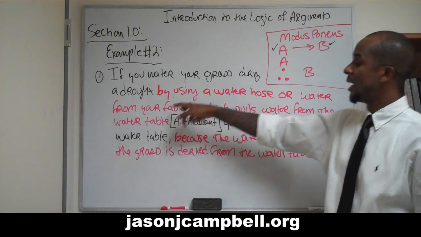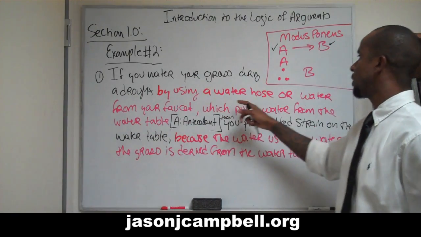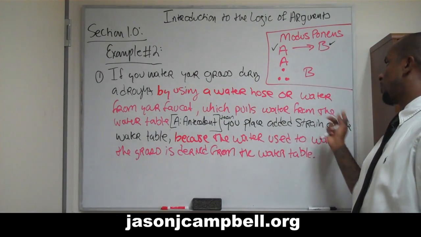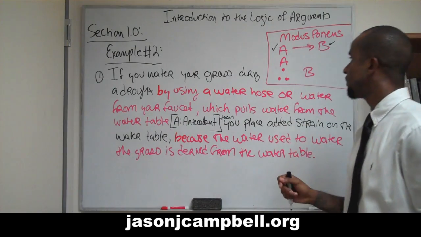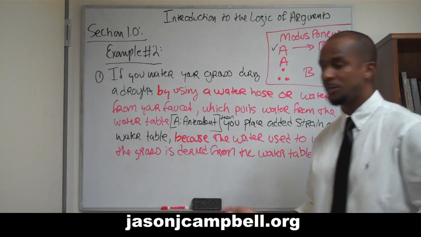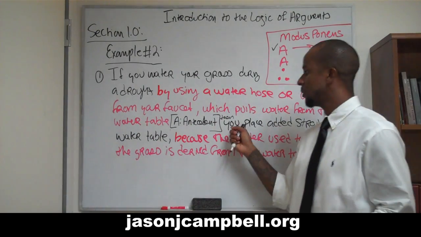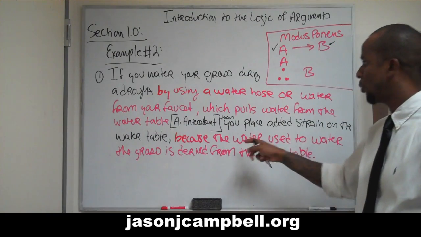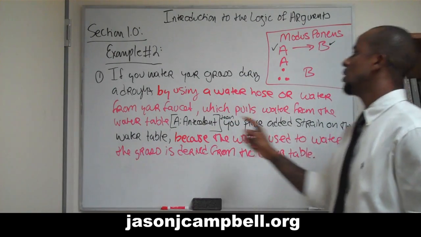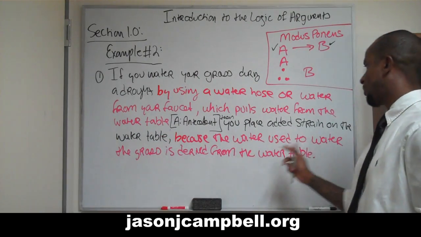So, I would then say, you water your grass during a drought by using a water hose or water from your faucet, which pulls water from the water table. Therefore, which would be number 3, I can't write it because it's too much information. Therefore, number 3, you just reaffirm your consequence, right? Therefore, you get rid of then. Therefore, you place added strain on the water table because the water used to water the grass is derived from the water table.